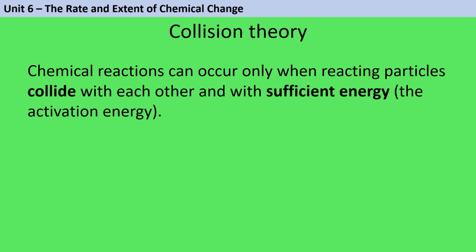Now we've talked about how to calculate a rate, we need to think about why it might change, and to explain that we need to use collision theory, which is the idea that chemical reactions only happen when the reacting particles collide with each other, so they bang into each other, and when they have sufficient energy. And we call this minimum amount of energy the activation energy.